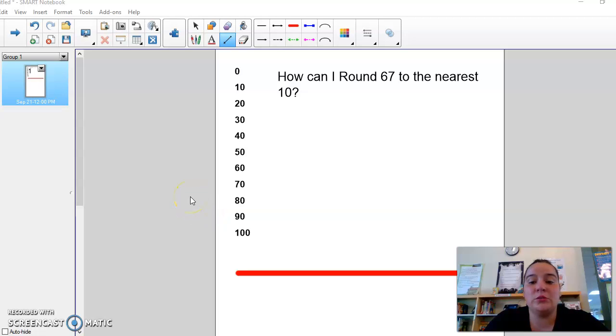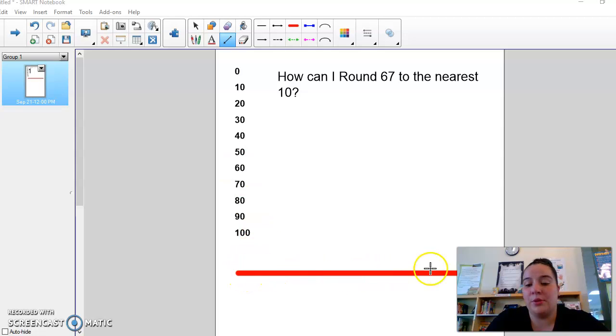So what we're going to do is, I have this question. How can I round 67 to the nearest 10? So I'm going to be looking at this number 67, and I'm going to figure out which one of these tens 67 is going to round to, which 10 it's the closest to. By doing this, the first thing that you need to do is we're going to draw a number line.